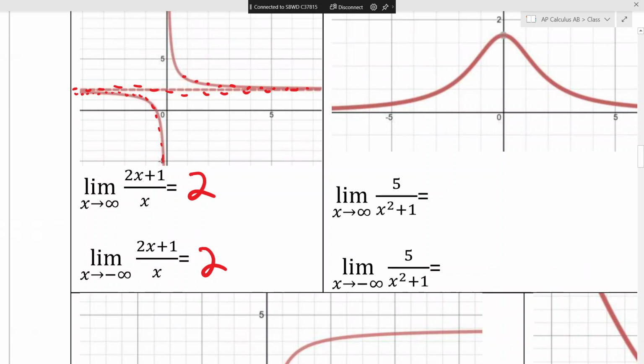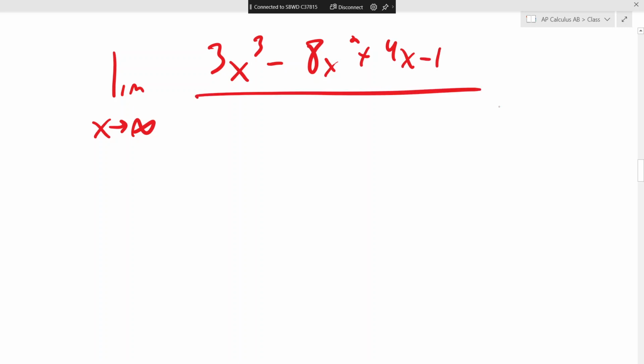Now, same thing happens over here. You ready? X goes to infinity. Here we are. 3x cubed minus 8x squared. All this junk doesn't matter.